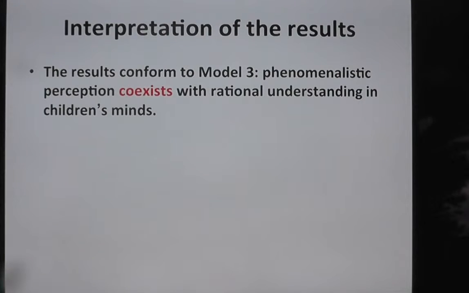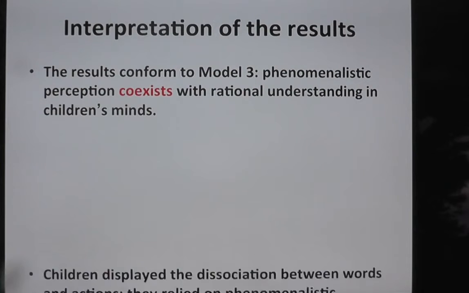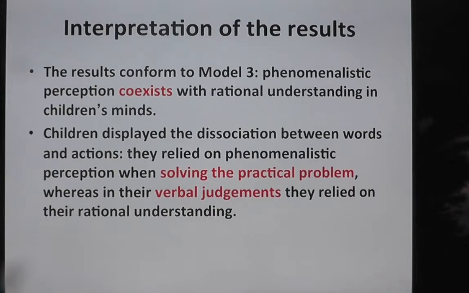The results conform to Model 3. Phenomenalistic perception coexists with rational understanding in children's minds. Children displayed the dissociation between words and actions. They relied on phenomenalistic perception when solving the practical problem, whereas in their verbal judgments, they relied on their rational understanding.